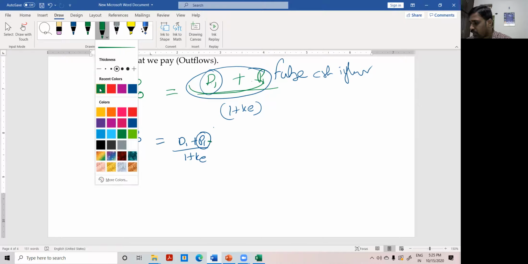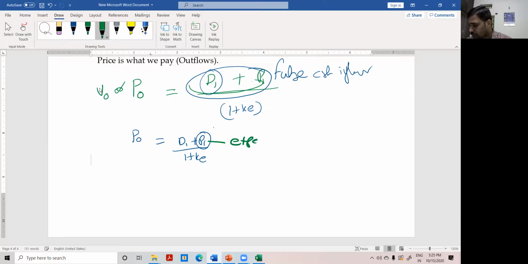P1 is the expected sale price. Sir, how will you get the expected sale price? Look at what the present price is and how much it will grow.